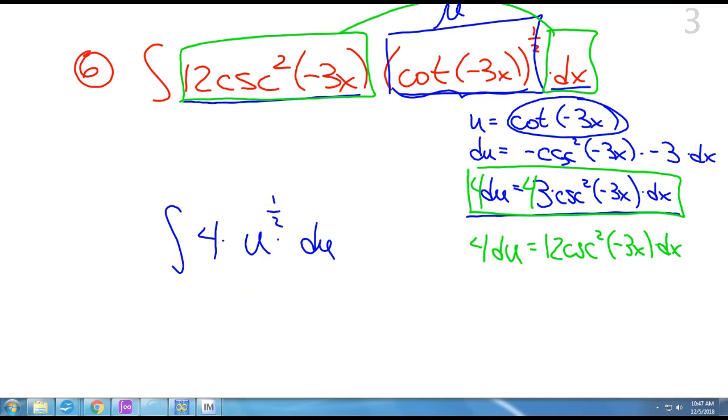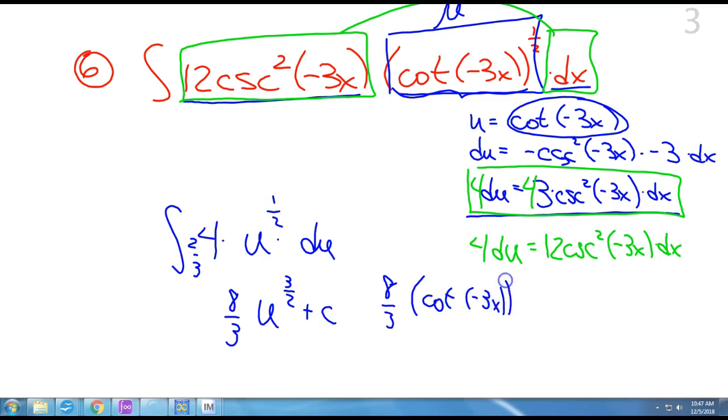So what's the integral of 4u to the 1/2? U to the 3/2 multiplied by the reciprocal. So 8/3 u to the 3/2. But then what's u? Is that cosine of negative 3x, and then plus c. It's really similar to what we've been doing. Going through it, I'm like, okay, this feels more complicated than I actually remember.